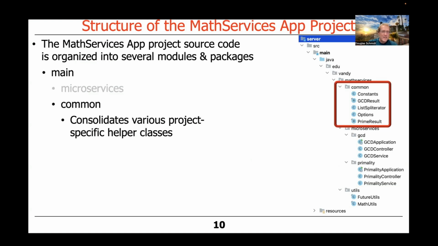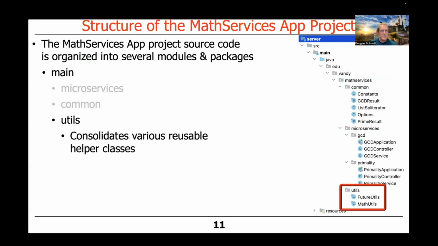As usual, there's a common package that contains a bunch of project-specific helper classes that are used both by the client and the server. There's some limitations with sharing of code between modules in a Spring project, so we have to make some copies, but it's the same code in both the client and the server. We've also got a utils package, which contains reusable helper classes that I apply in almost all the examples. There's a future utils class that we've looked at before that you're using in your programming assignment. There's a math utils class that has the GCD and prime checking methods in there.